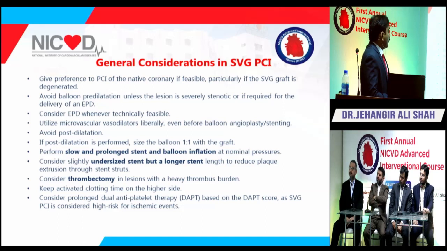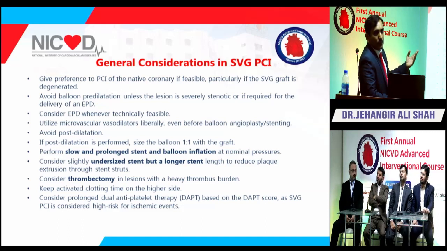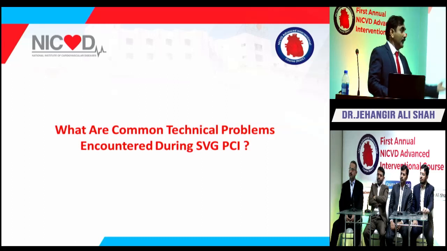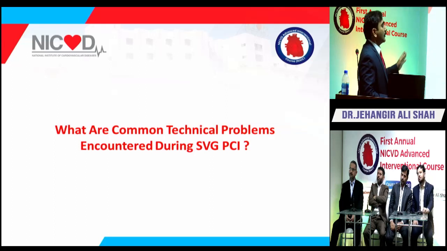And consider prolonged dual antiplatelet therapy. In the DAPT score, SVG intervention has 2 points. If the patient has a DAPT score of 2 or more, you can prolong the antiplatelet therapy. And what are the common technical problems? You have to prepare yourself, because if you are planning for SVG intervention, you should know what complications and consequences you can face during the intervention.